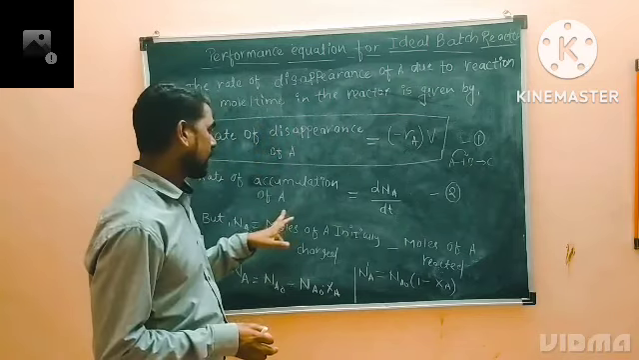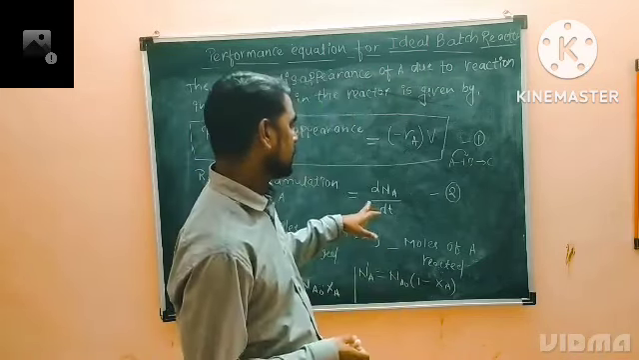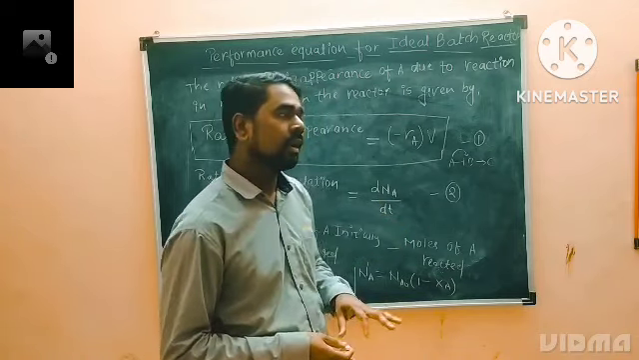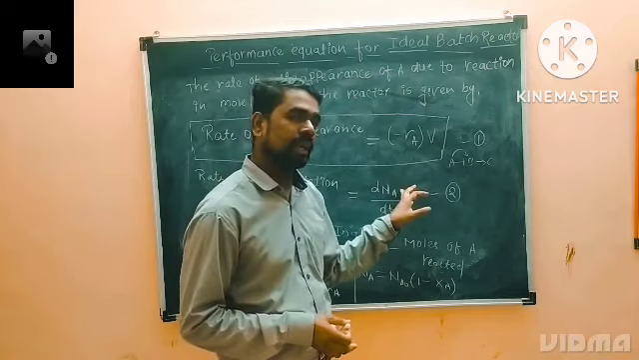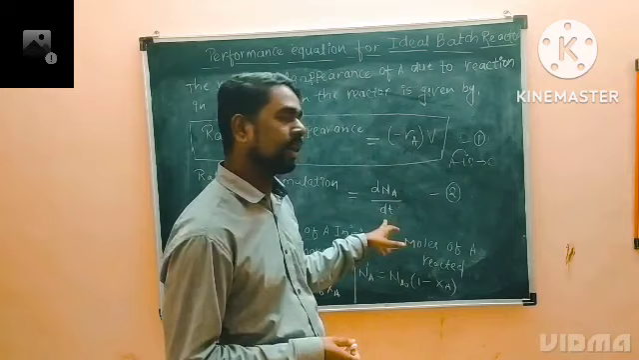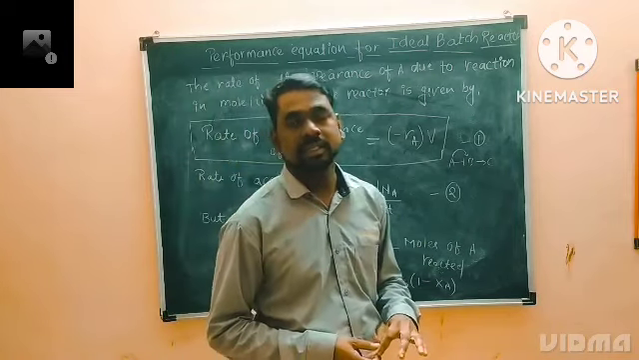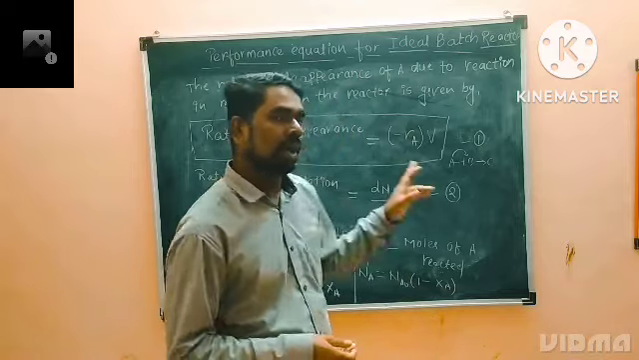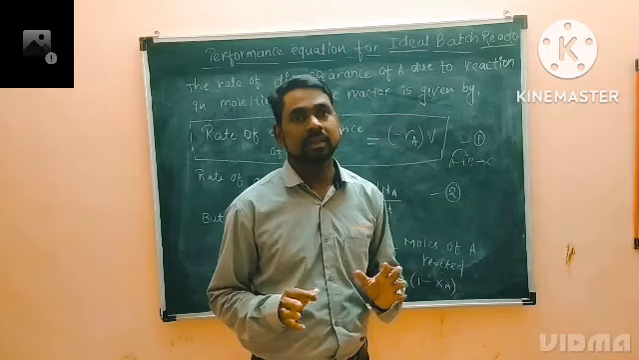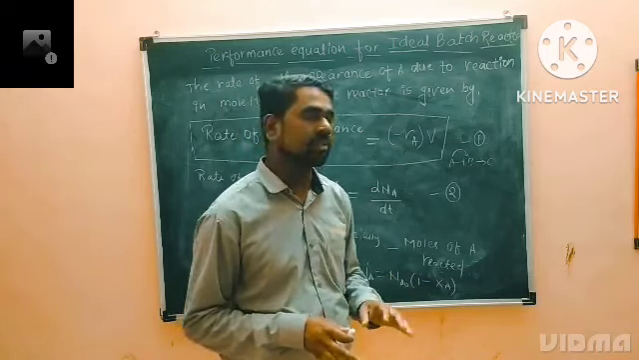Then the rate of accumulation of A, which is the second part of the equation, is dNA upon dt. dNA upon dt is the number of moles of A, the limiting reactant, participating in the reaction, with respect to time. Both are variables, because at the start I told you that the temperature and composition are uniform throughout.